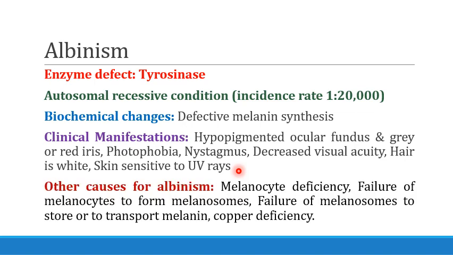Other causes of albinism include melanocyte deficiency, failure of these melanocytes to form melanosomes, failure of these melanosomes to store and transport the melanin pigment, and also copper deficiency. Copper is essential for the activity of the tyrosinase enzyme. So again, copper deficiency may lead to defective activity of tyrosinase and decreased melanin pigment formation.